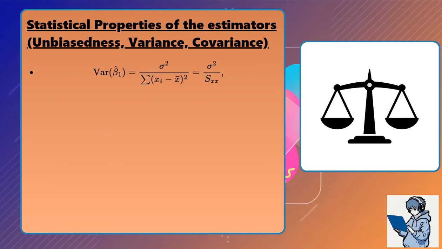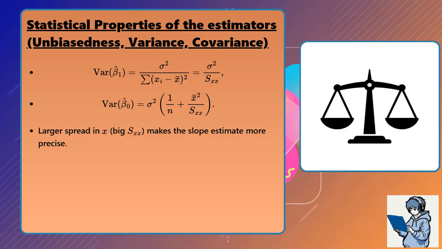Variance. Variance of beta hat 1 equals sigma squared divided by the sum of (x sub i minus x bar) squared, which equals sigma squared over s sub xx. Variance of beta hat 0 equals sigma squared times the quantity 1 over n plus x bar squared over s sub xx. Larger spread in x, big s sub xx, makes the slope estimate more precise.